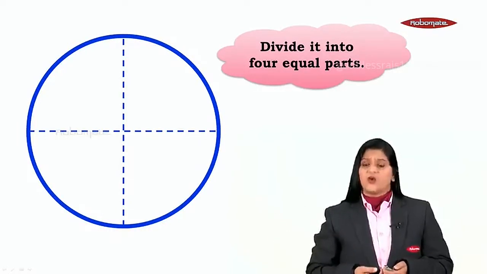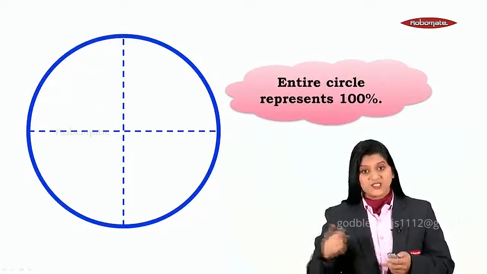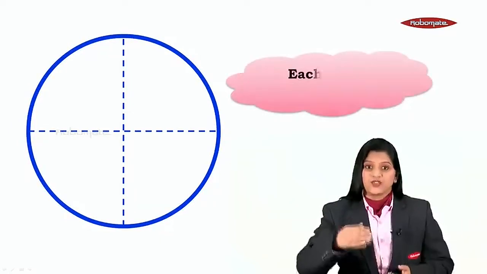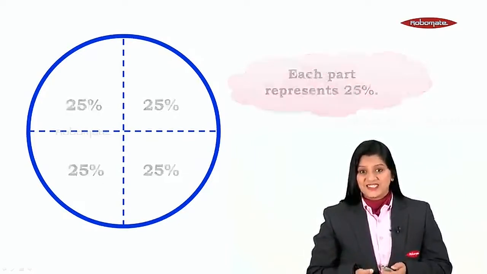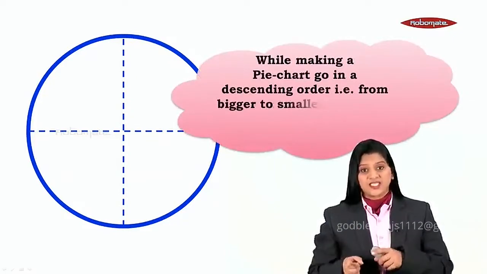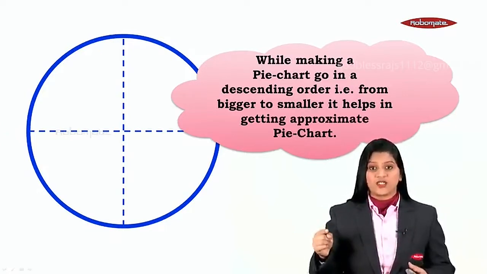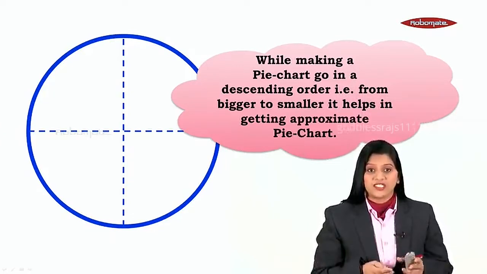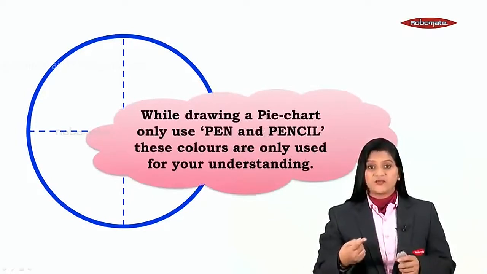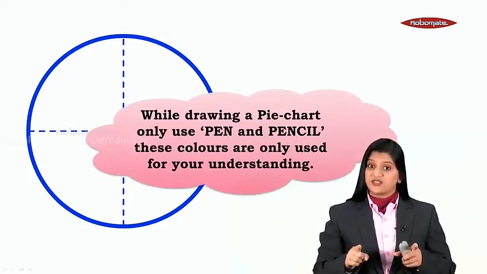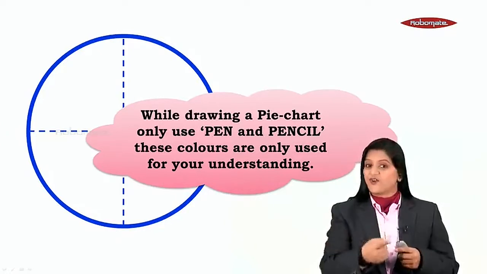Now understand, why draw them into 4 equal parts? It's easy. The entire circle represents 100% since we are dealing with percentages. Each part represents 25%. When you start marking things into the pie chart, remember, go in descending order, that is from bigger to smaller quantities, to help in getting an approximate pie chart. Also, a very important instruction: use only a pencil and a pen. The colors that I'm going to use are for your understanding.